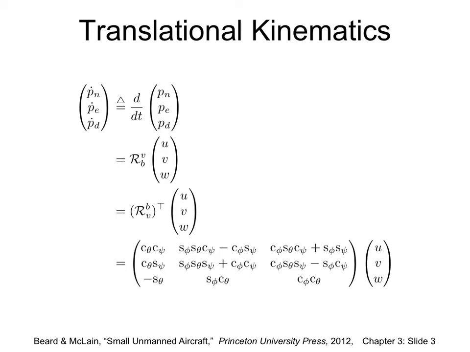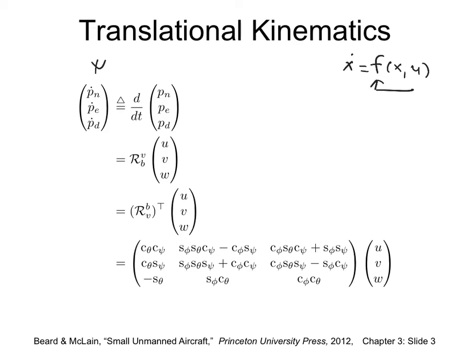Okay, let's start with the translation kinematics, right? So our first objective is, as I said, we are trying to get the equations of motion. That's our purpose. We are trying to get x dot equals f of x, u. This is what goes in the S-function. So let's start with the first 3. What is the first 3? Pn dot, Pe dot, Pd dot. What is that? This is the velocity in inertial frame.